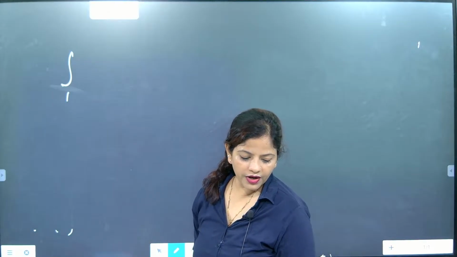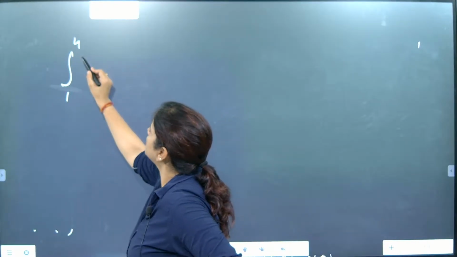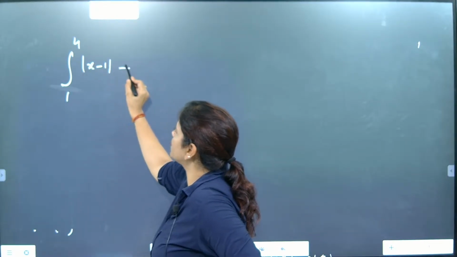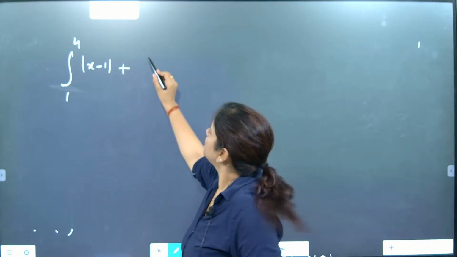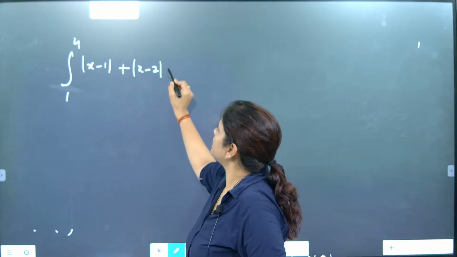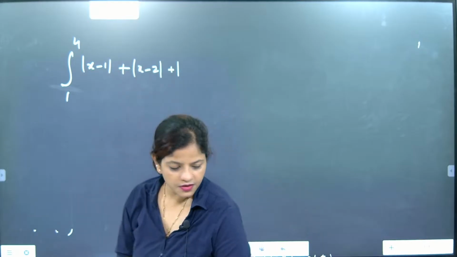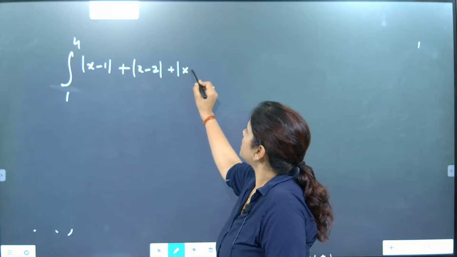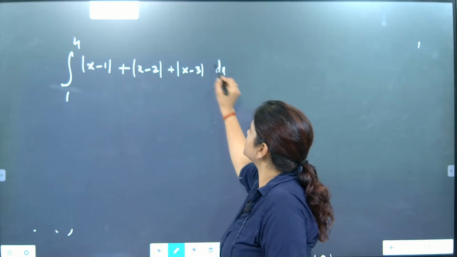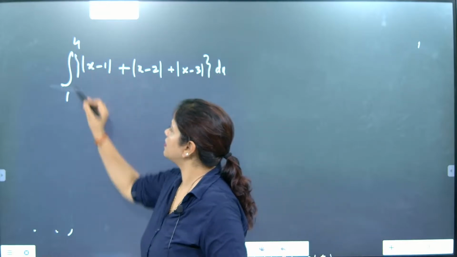Now it will become 1 to 4 modulus x minus 1 plus x minus 2 plus x minus 3 dx. Now how to handle this question, beta?